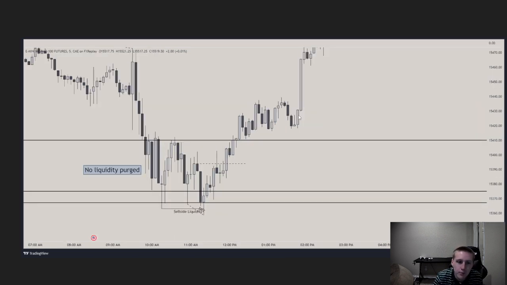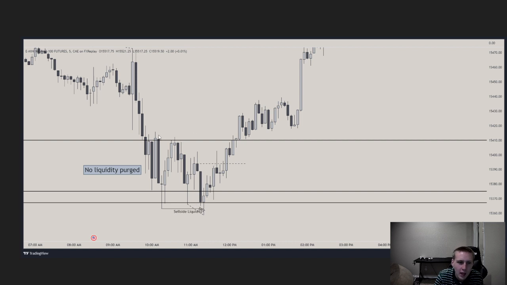And right here, this is my study of why we didn't make a meaningful push. We did change the state of delivery here on the 5 minute, which could have probably gotten you chopped up here. But we never really displaced on the 5 minute. There's no true displacement on the 5 minute, and we never got that.